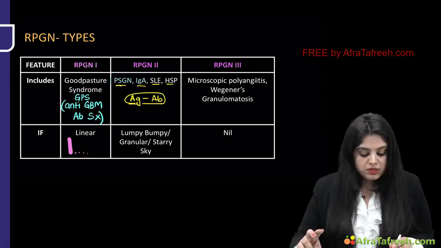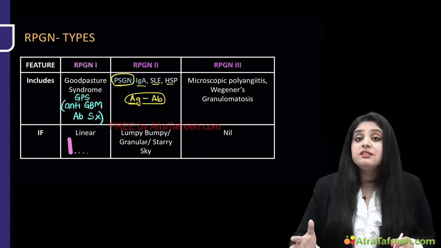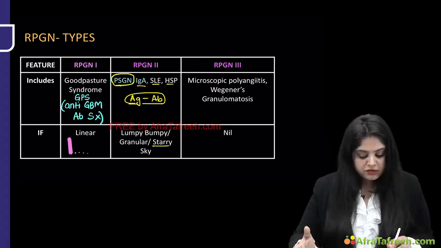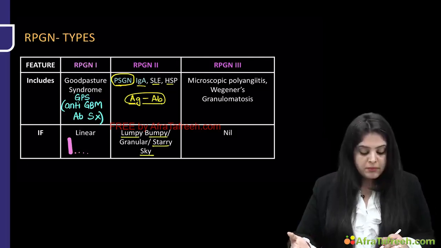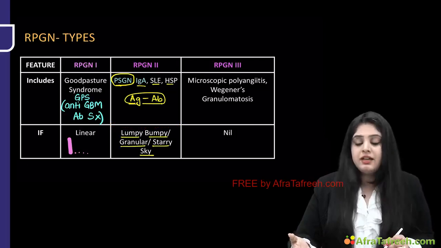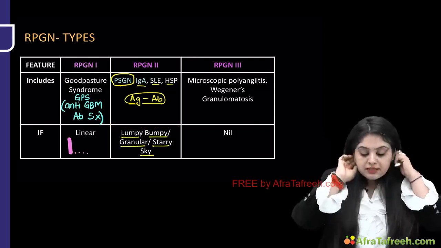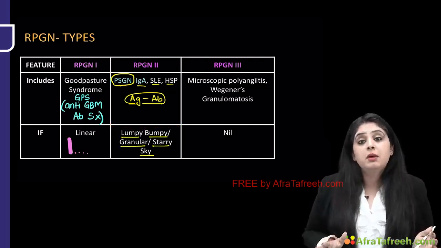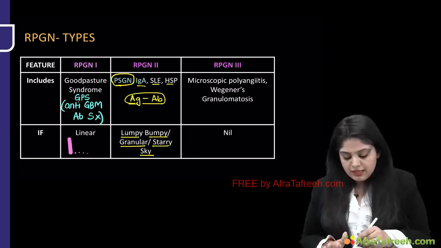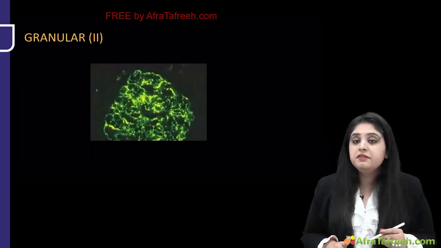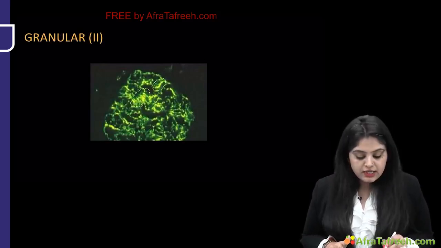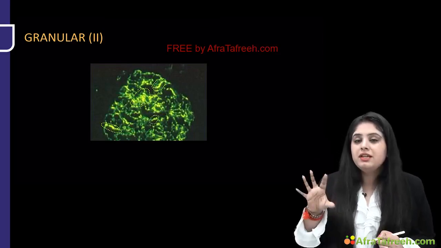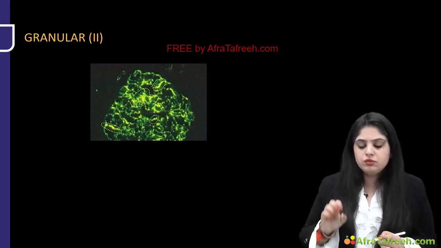And do you remember what the immunofluorescence in PSGN was? Starry sky. So the same immunofluorescence is coming over here. They've given it more names. They sometimes call it lumpy bumpy. They sometimes call it granular. So now I want to tell you that all these appearances are given multiple names. So have a look at this. This area is shining more over here, then this area is shining a little more, this area is shining more. So some areas are shining and some areas are not so shining.